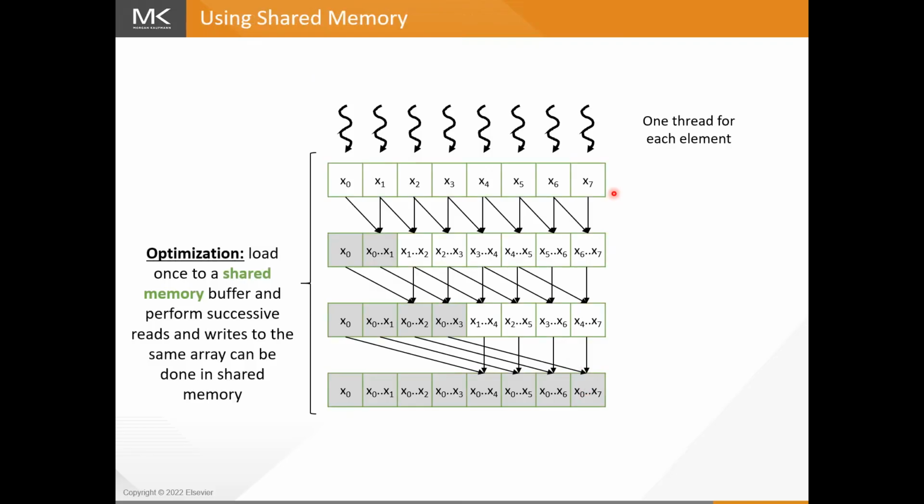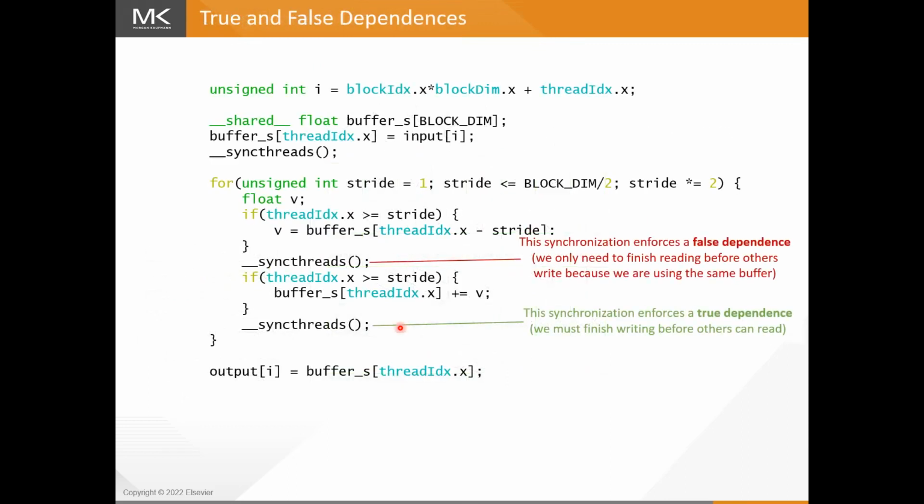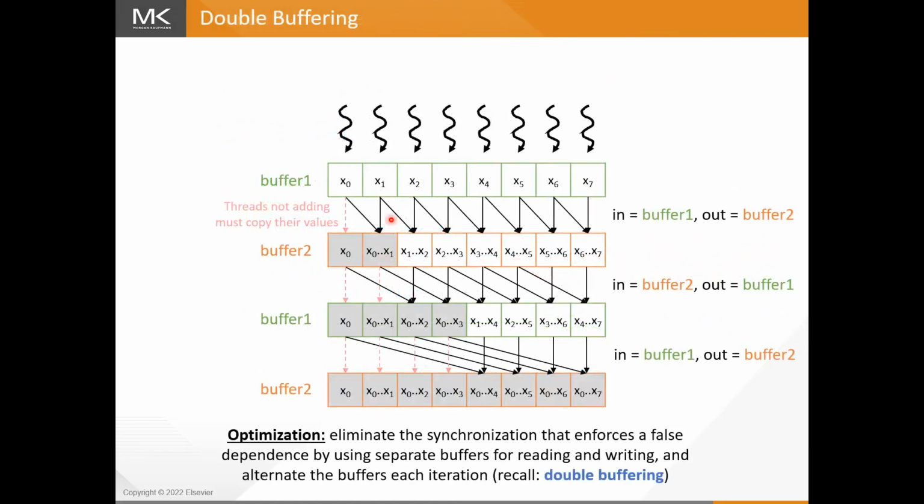But one thing we observed about this implementation is that we had two sync threads inside of our loop. One of the sync threads was enforcing a true dependence, but the other sync thread was enforcing a false dependence. So in order for us to get rid of the sync threads that was enforcing a false dependence, we applied double buffering. The idea is that the reason we need the first sync threads is because the same element x1 over here was being read and written by this thread and was being read by this thread. And because we have multiple threads accessing the same element and one of them is a write, we needed that sync threads to make sure that we finish reading before anybody writes.